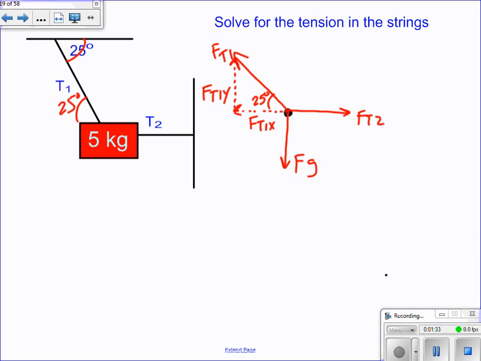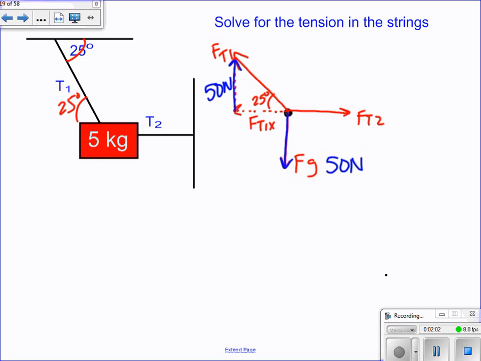All right, what do I know? I know the block is 5 kilograms. So if I know the block's 5 kilograms, 5 times 10 gives me a force gravity of 50 newtons. Now, what is also equal to 50 newtons? Well, force gravity is going down, and force tension 1y is going up. So that also is equal to 50 newtons. So I'm going to replace that. Force tension 1 in the y direction is also 50 newtons.